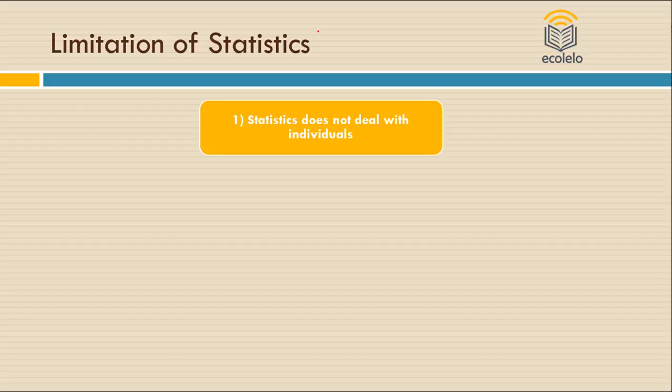First, statistics does not deal with individuals. Now, this individuals doesn't mean like me or you. It means individual numerical values. Statistics does not deal with individual data. In fact, I should not use the word data. Individual values are not data. Data is anything more than one, two, or more than two.